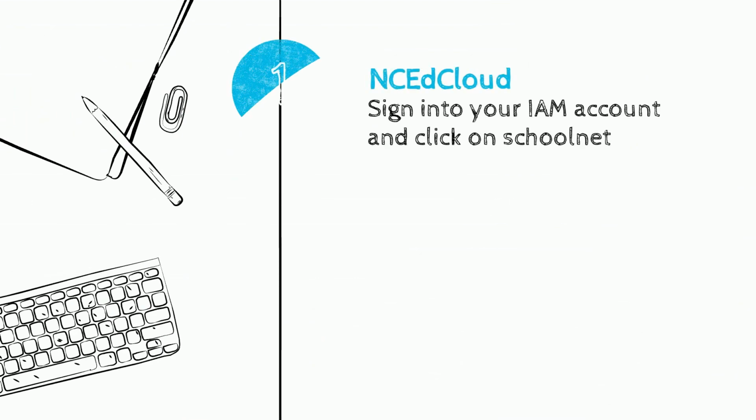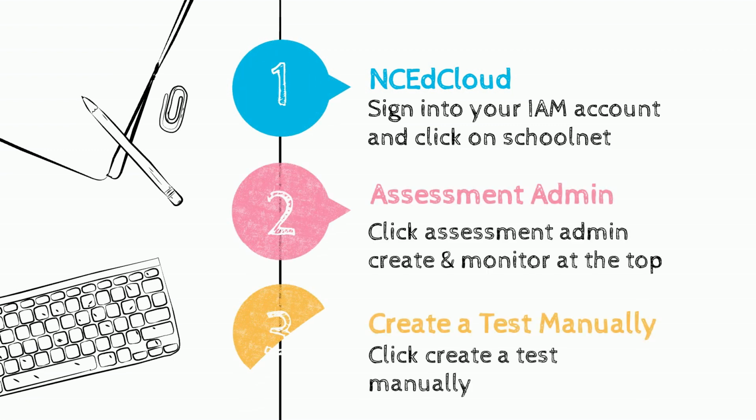So the first step is going to be to sign into your IAM account and click on Schoolnet. Once you're there, you'll click Assessment Admin, Create and Monitor. That's going to be at the top of your screen. Next, you'll click Create a Test manually. There are other options you can play around with here, but this is where we're going to start today.